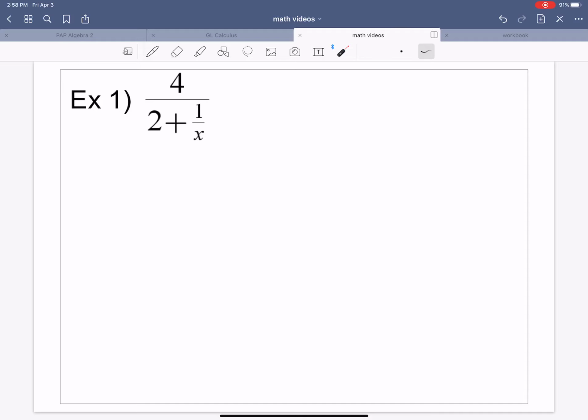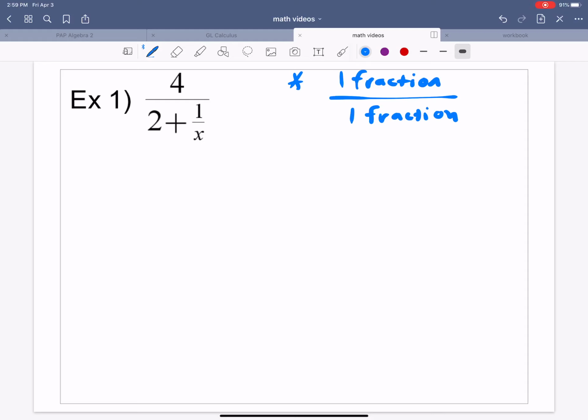Remember that a complex fraction is a fraction within a fraction. So here we see clearly that we have a fraction, but we have a fraction within that fraction. So that's why we call this a complex fraction. So step number 1 when we solve these complex fractions is our goal is to get one fraction on top over one fraction on the bottom. One fraction on the top over one fraction on the bottom.